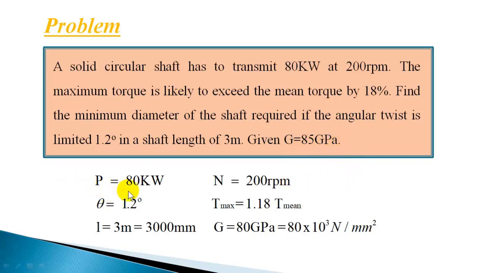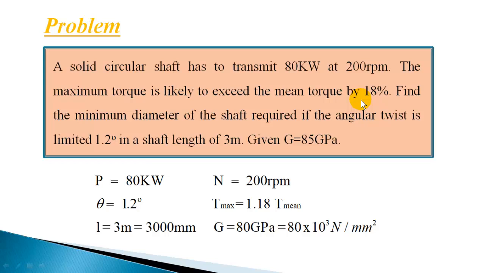So the shaft has to transmit a power of 80 kilowatt at 200 rpm. While transmitting the torque, the maximum torque is likely to exceed the mean torque by 18%. When this maximum torque condition is given, you should take that maximum torque value into the design of the shaft. Because momentarily also, if the torque increases, that will increase the shear stress induced on the shaft, and you should design the shaft for this maximum torque.